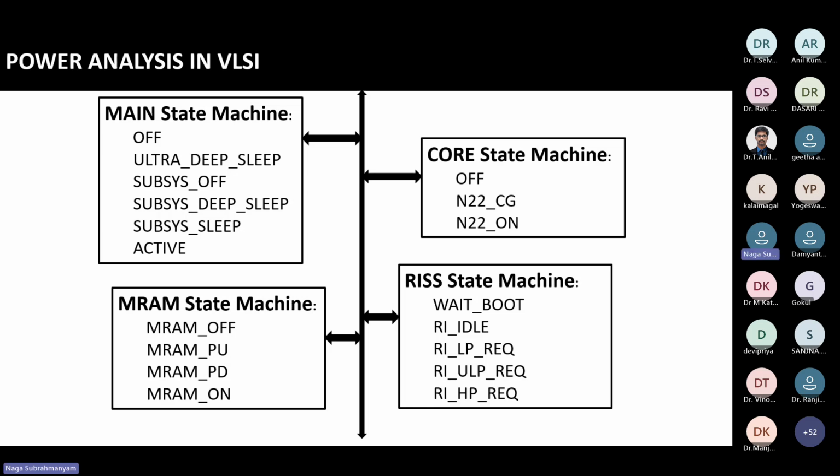This reset and initialization subsystem has these things. As soon as the system comes to the wake up state, it has to boot up. First it will come to the idle state, then low power, then ultra low power, if you want to move it into a high power requirement, like that. This MRAM is nothing but our RAMs. First it is on, then it is power up, then it is power down, then it is continuously on. These are the various states in that state machine.